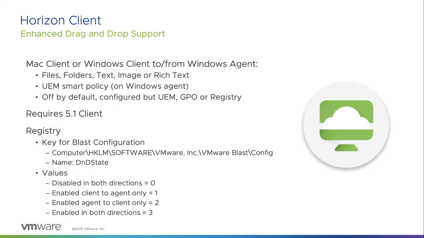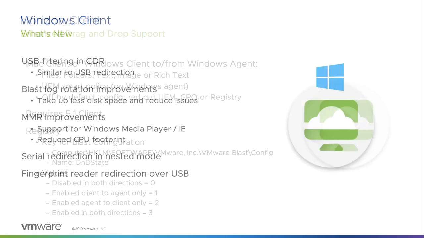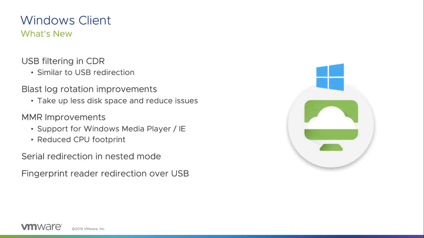With the drag and drop support feature, we can move files between a Mac client and a Windows client to and from the Windows agent: files, folders, text, images, or rich text. And this can be controlled through a UEM smart policy, GPO, or registry. It really makes the process of moving files much easier than trying to use USB drives or client drive redirection. Now in the Windows client, we also have USB filtering.